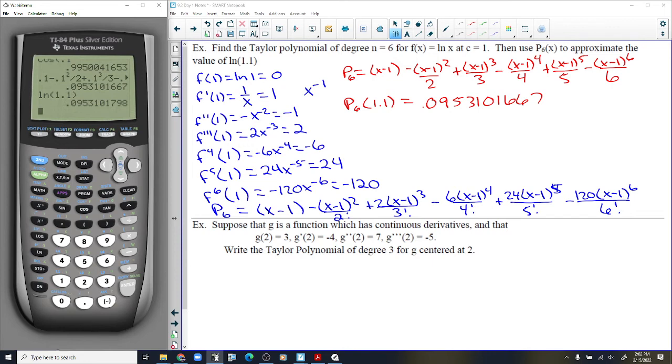But if it says, then use p sub 6 of x to approximate the value of natural log of 1.1, I don't want this one. That's not the answer we're looking for. We're looking for that one. We're looking for the approximation.